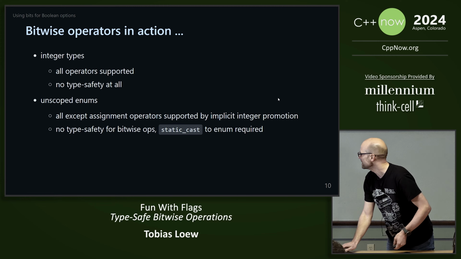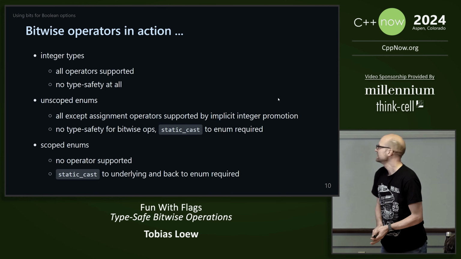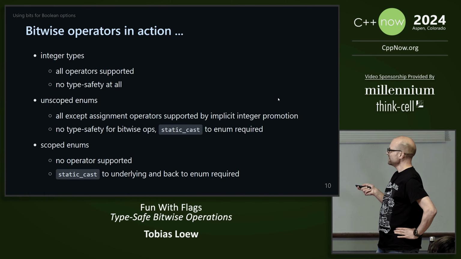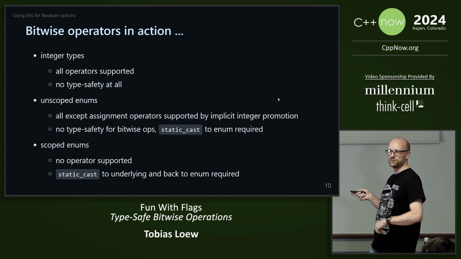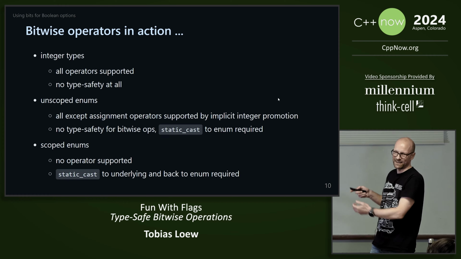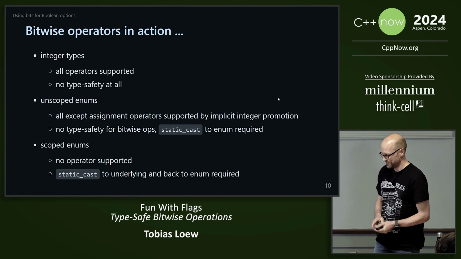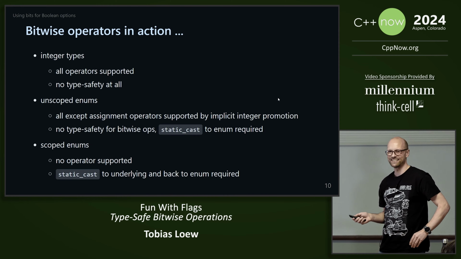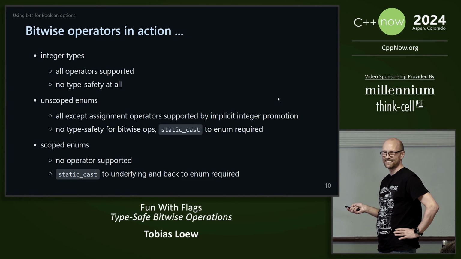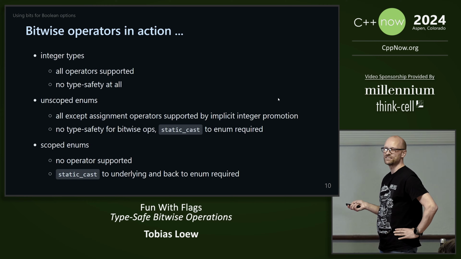Since all the built-in operators return ints. With scoped enums, no operator at all is supported, but we would need a static cast to go to the underlying type, use the operator, and we would use a static cast to go back again. So, okay, here we are. I think we can all agree that enumerations are the wrong choice for this kind of problem.